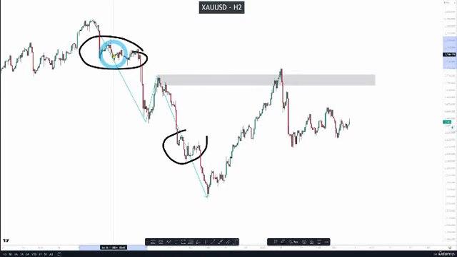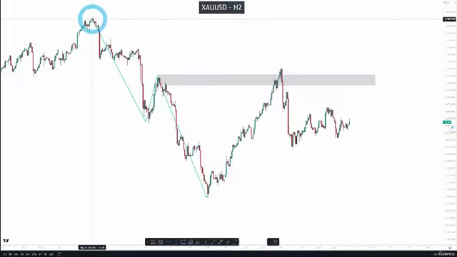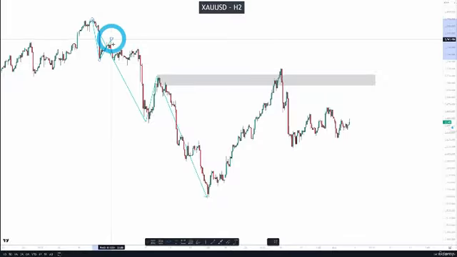And at this time, on the 4 hour time frame, what we can see very clearly right over here is that we can have a market structure like this.